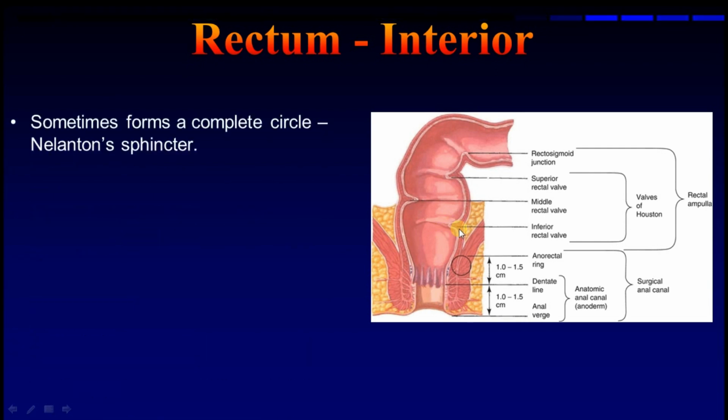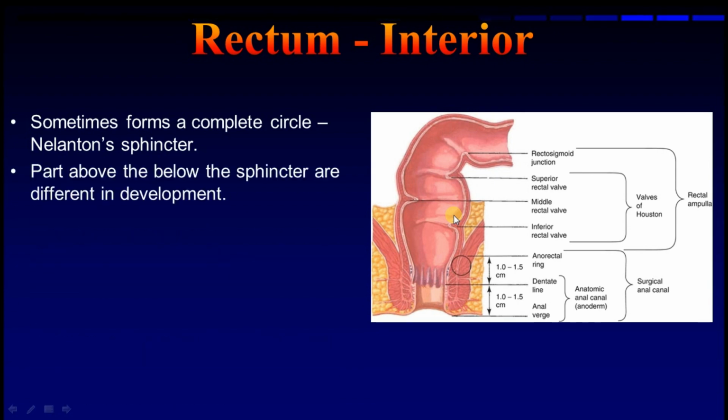Now this valve sometimes, instead of being semilunar, may form a complete circular fold, like a sphincter, and it is called the Nélaton's sphincter. So that is actually called the Nélaton's sphincter.